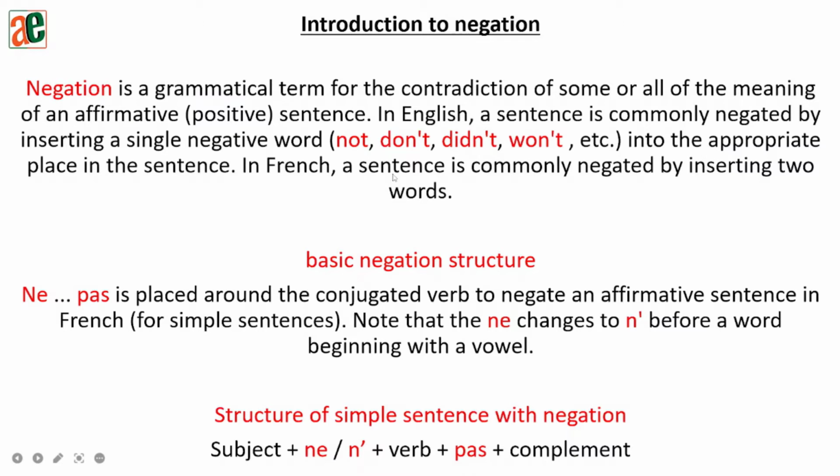In French, a sentence is commonly negated by inserting two words. Basic negation structure: ne dash pas is placed around the conjugated verb to negate an affirmative sentence in French. This is for simple sentences. Note that the ne changes to an apostrophe before a word beginning with a vowel. Structure of a simple sentence with negation: subject, ne or an apostrophe, then verb, then pas, then complement, also called object.